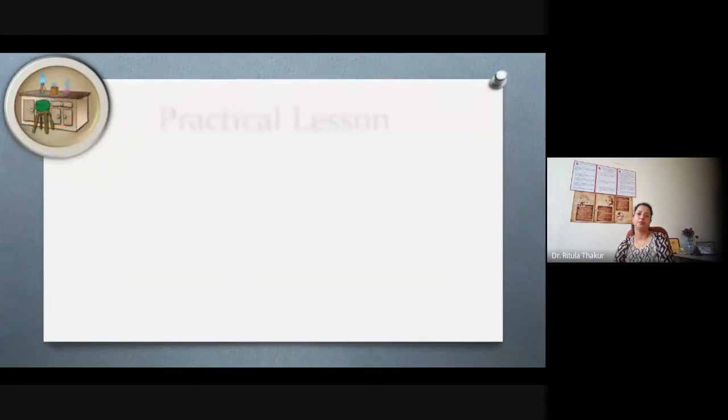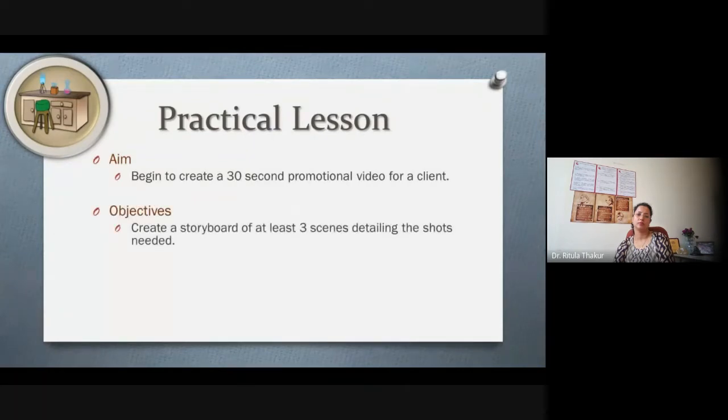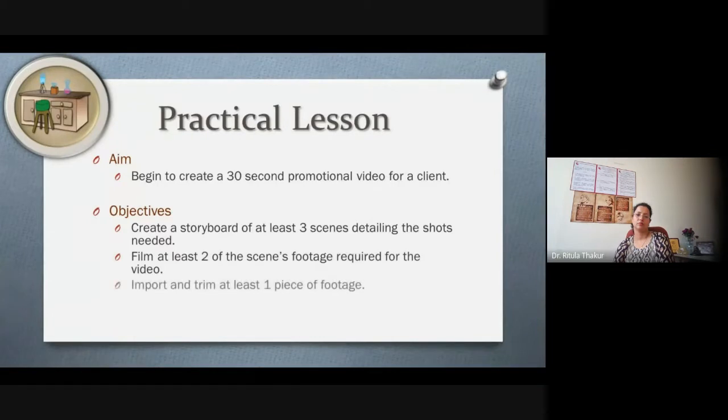Now let's look at the aim and objective for a practical lesson. Our aim is to begin a 30-second promotional video. Our first objective is to create a storyboard for the video. Then the students will film at least 2 of the scenes for the video. And finally, they need to import the footage and trim the start and end points.